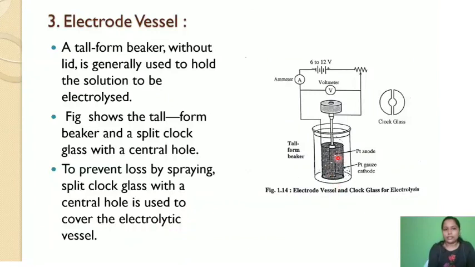Look at the diagram. Here it is a reaction vessel. The inner electrode is the platinum anode, and the outer electrode is the platinum gauze cathode. That inner electrode, the platinum anode, acts as an anode as well as a stirrer. The reaction vessel is a tall form beaker without a lid. It is generally used to hold the solution.